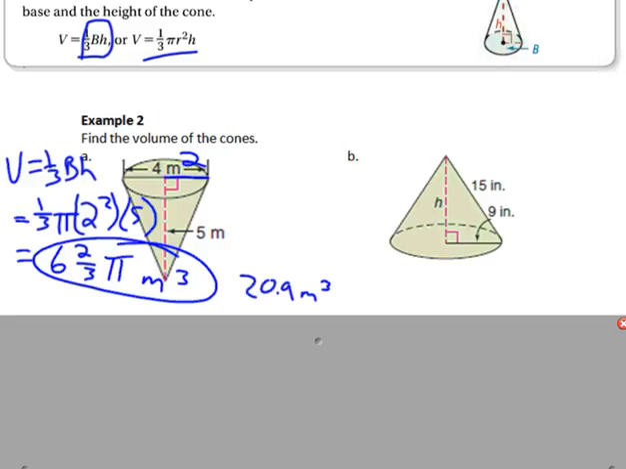All right, second one. Letter B. Try this one on your own and see what you get. We're given the slant height. We're not given the actual height. So go ahead and find this one.